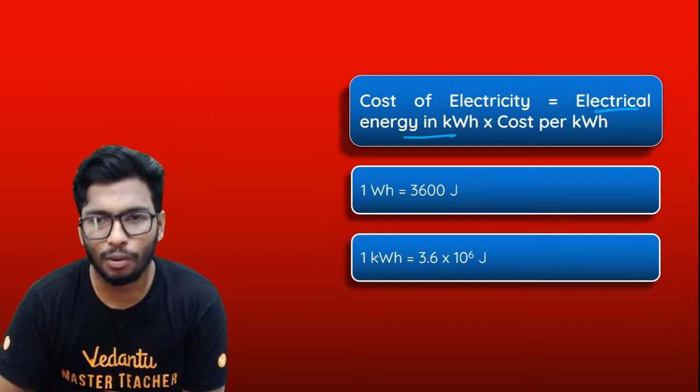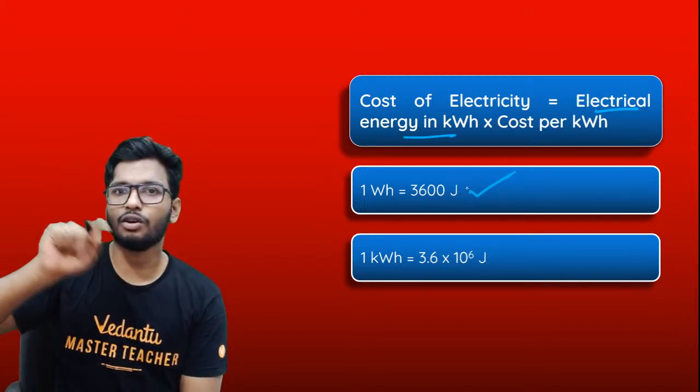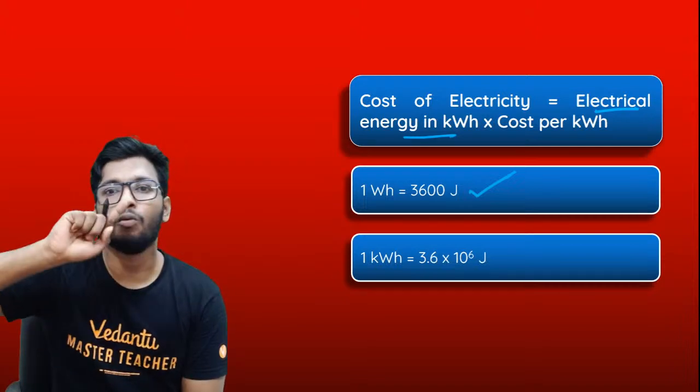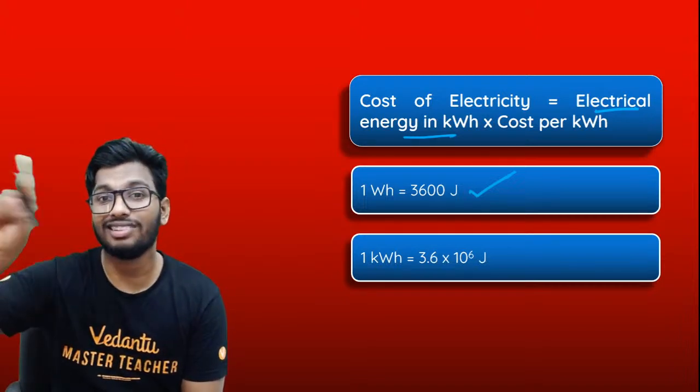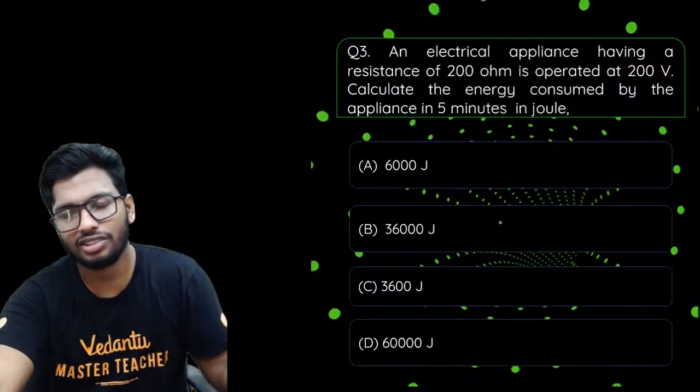So again, guys, if you talk about watt hour, 1 watt hour is equal to 3600 joules, 1 kilowatt hour is equal to 3.6 into 10 to the power of 6 joules, because 1 kilowatt is equal to 1000 watts, all right? And yeah, these are basically the basic conversions that you need to remember.